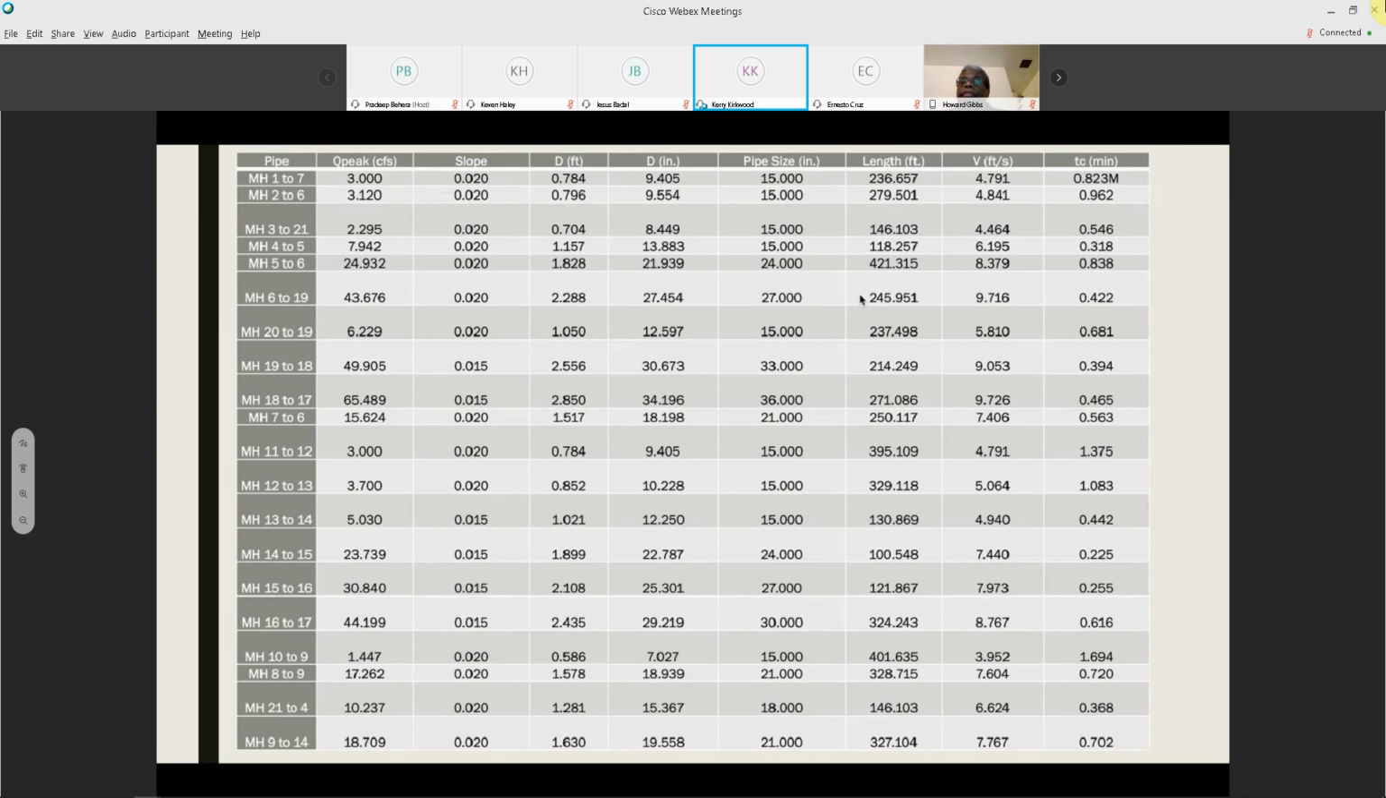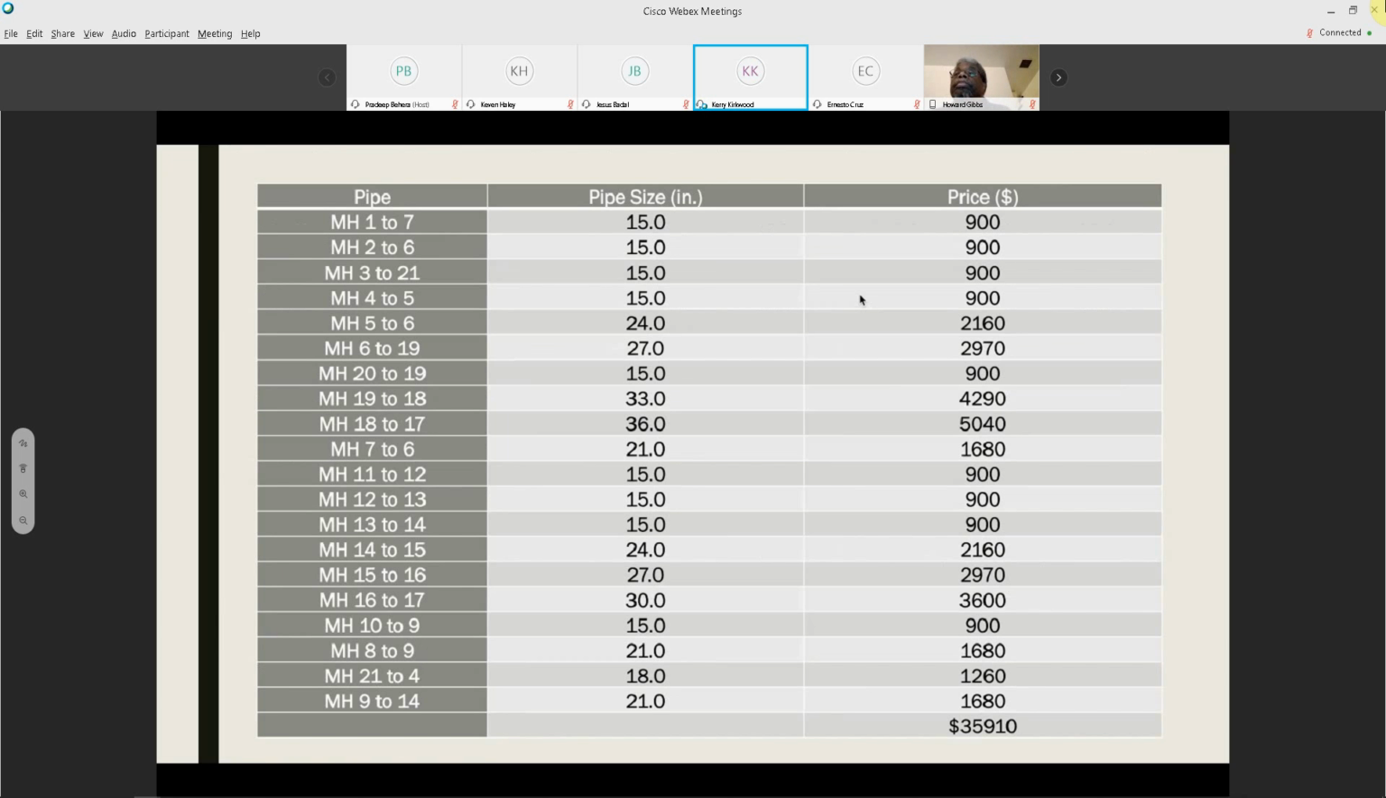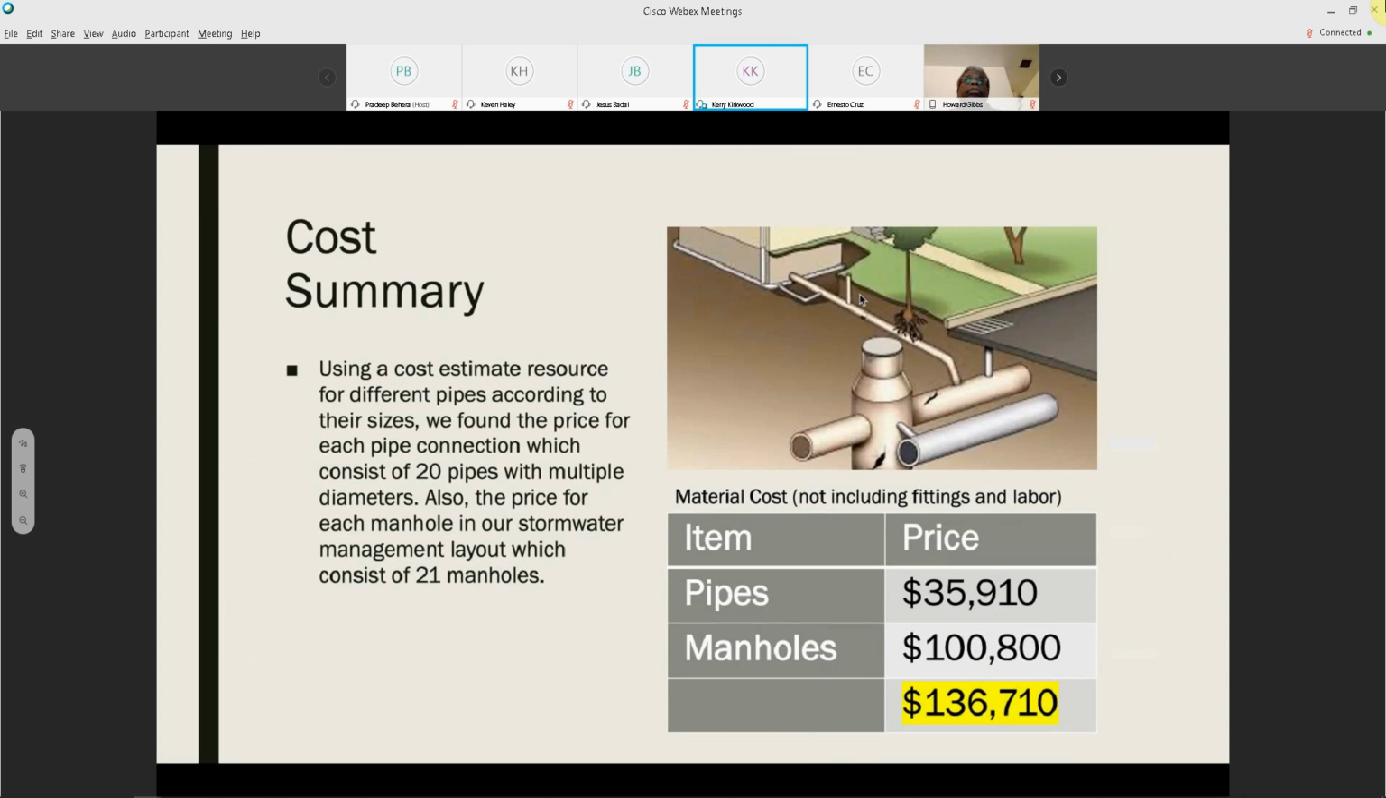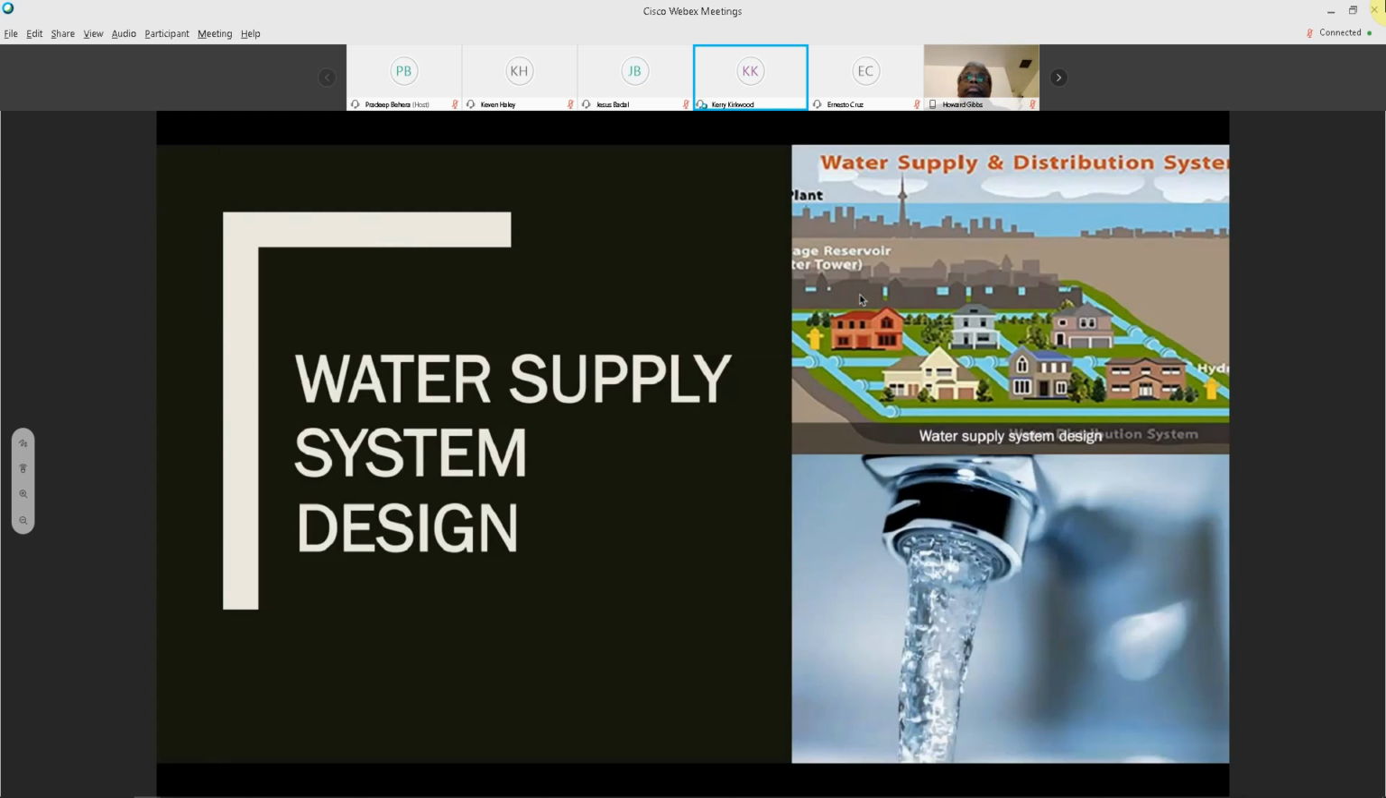Now for this slide, we have our pipe sizes and the pipe sizes we recommended for each manhole to manhole, as you can see. Then we go into our costing for each pipe that we're using. So it's pretty much the material cost for each pipe, for each connection. Then we get a cost summary for all of our materials, not including fittings and our labor. So the total cost will be approximately $137,000. Now I'll be passing it off to Muath and Jalal as they'll discuss water supply system design.